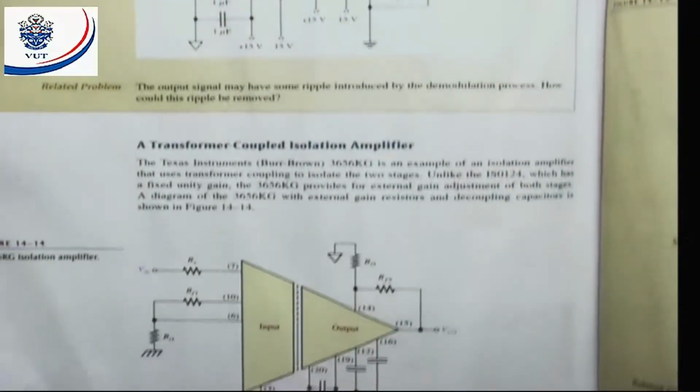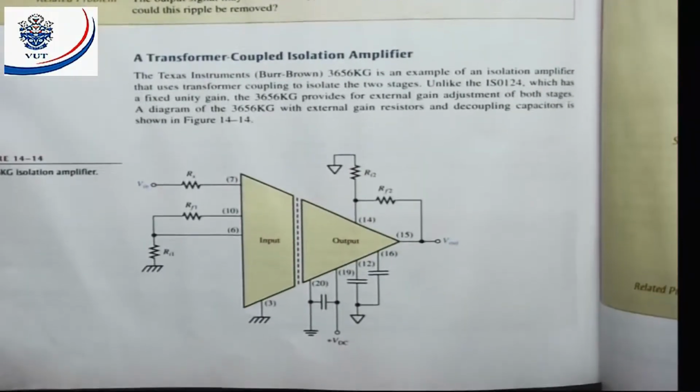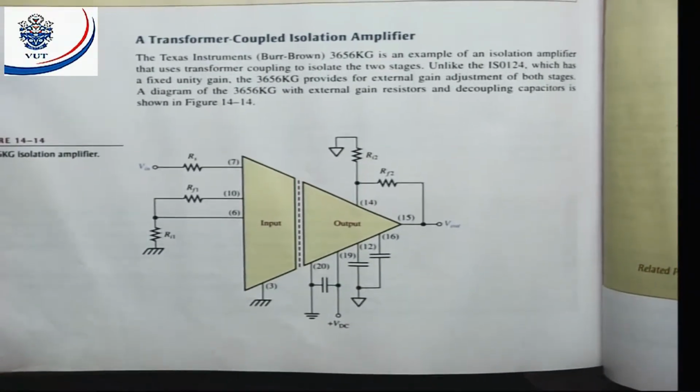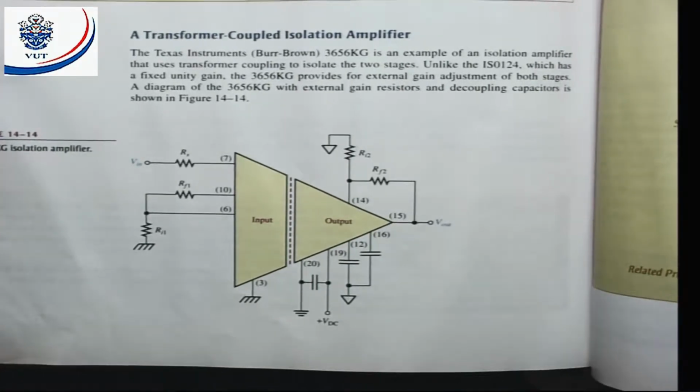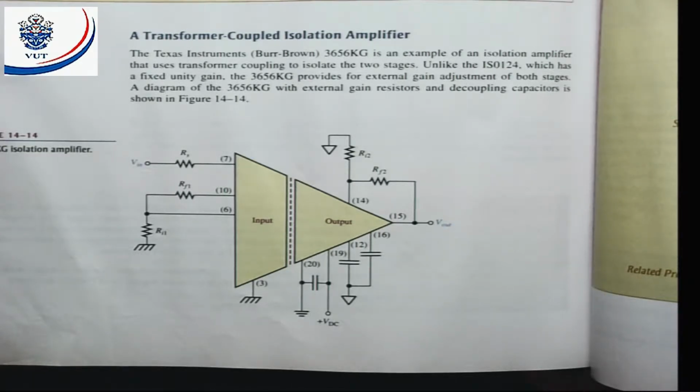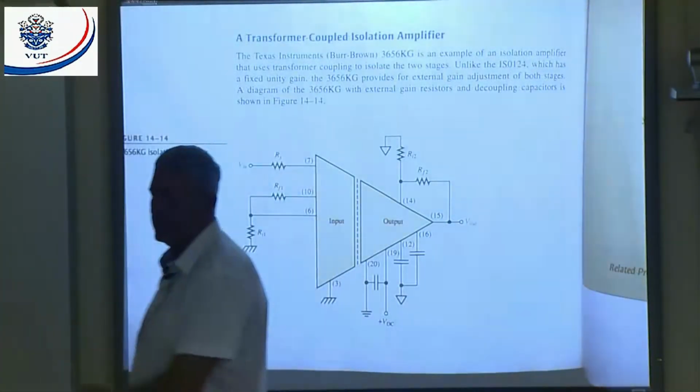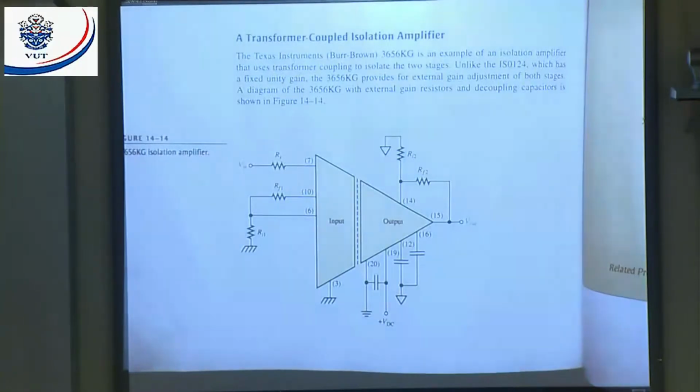The next one, the next isolation amplifier. Here we're going to look at the transformer coupled isolation amplifier. The first one was capacitively coupled. This one with the dotted lines here indicates a transformer coupled isolation amplifier. They will give us the information about this.